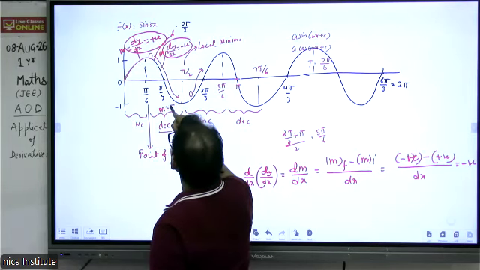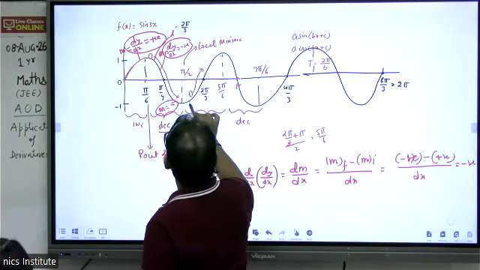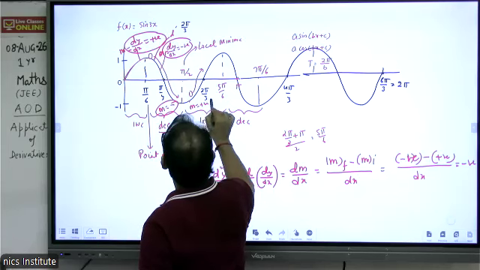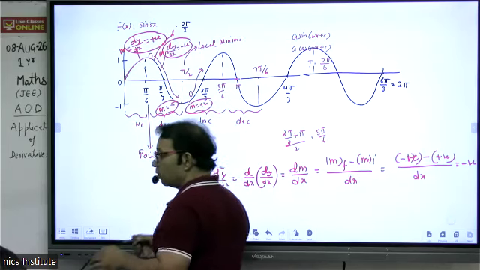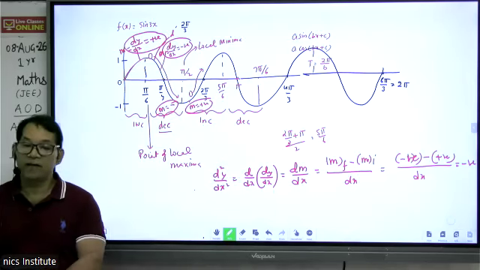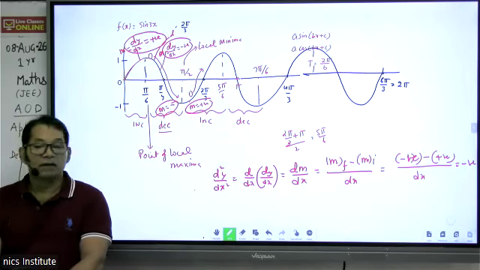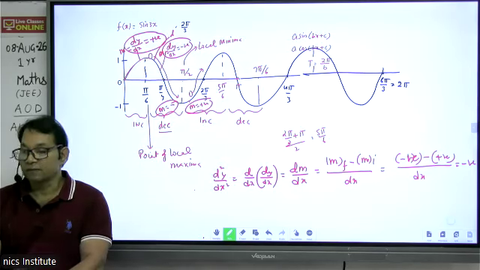Here m is negative and here m is positive. The slope changes from negative to positive. That's why the second derivative at a point of minima would be negative. Positive, sorry, positive.